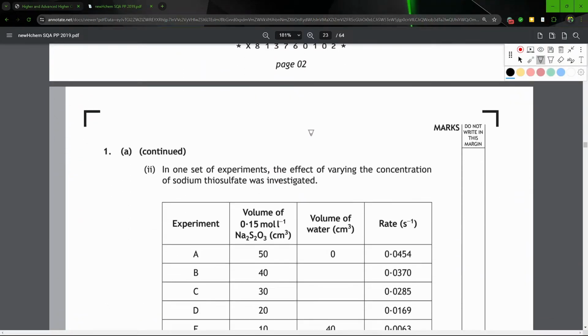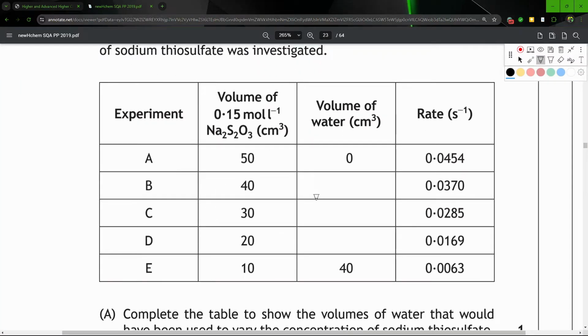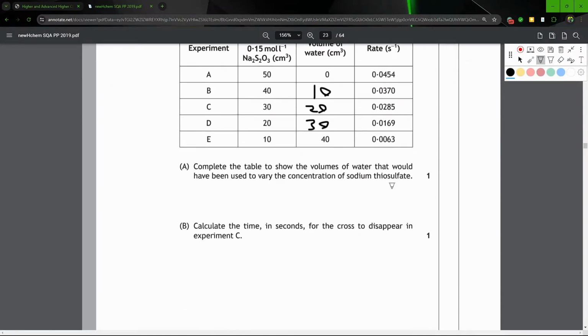In one set of experiments, the effect of varying the concentration of sodium thiosulfate was investigated. Complete the table to show the volumes of water used for the varied concentration of sodium thiosulfate. So this one is almost insultingly easy. What we need to do is figure out the numbers that add up to 50. You can see here that's 50, and 10 plus 40 is also 50. Which means water in this column would be 10, and then 20, because 20 plus 30 is 50, and then 20 plus 30 will be 50. So yeah, that's what you need to do.